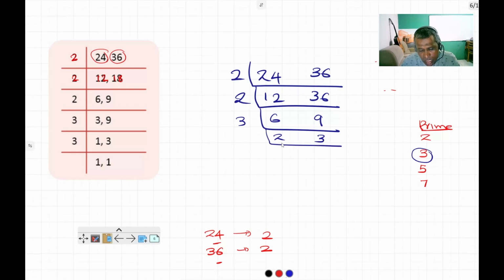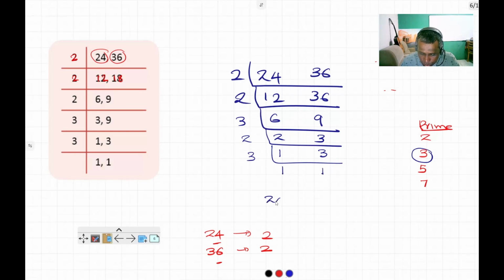Now I am checking: is there any prime number that divides both? No. I am going for the smallest one, 2. So this one is 1, and this one remains the same. Next I want to go for 3. It's 1 and 1.